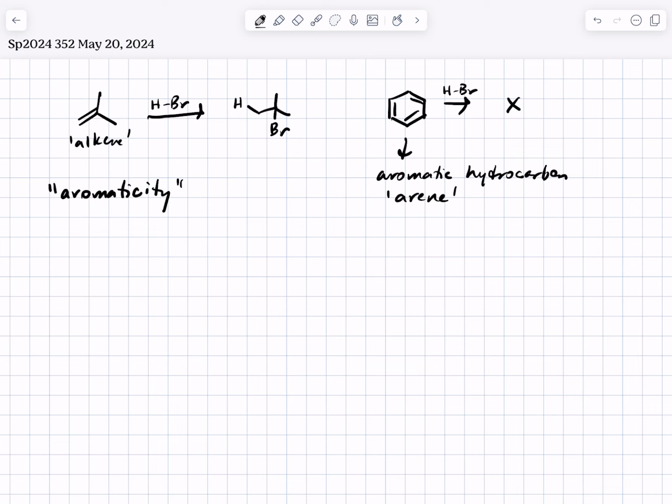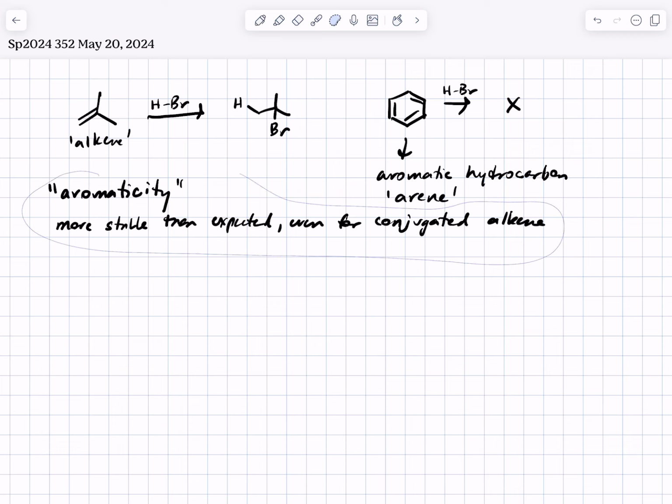So it's kind of an old historic term, but now we use the term aromaticity to describe molecules that are more stable than expected, even for a conjugated alkene. You're comfortable with the idea that conjugation or resonance is a stabilizing effect. Delocalization of electrons is stabilizing.